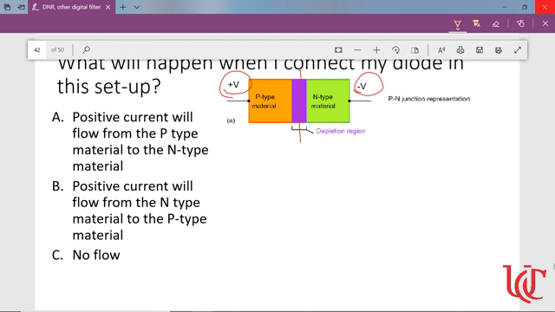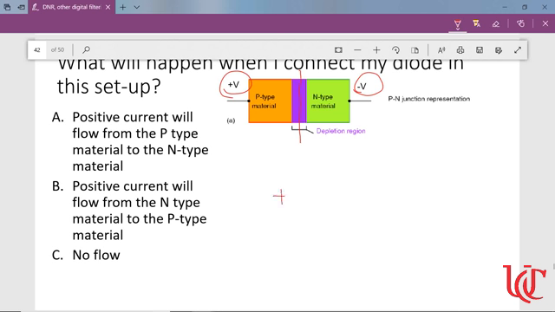Okay, how many people say C, no flow, when I attach positive and negative? Few, okay. How many people say B, positive current will flow from my N-type to my P-type? Okay. How many people say A, positive current will flow from P to N? Okay, that is correct. We define positive current. Remember, positive current was discovered before people knew that electrons were what moved, and they like to be optimists and they assume positive charges move.